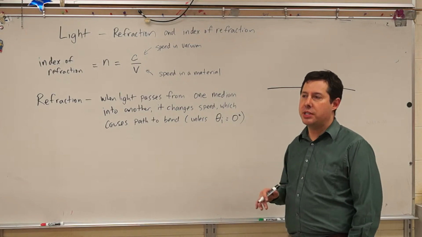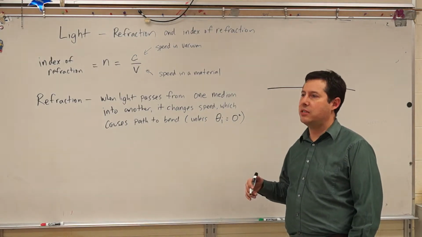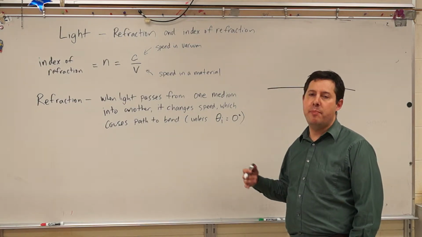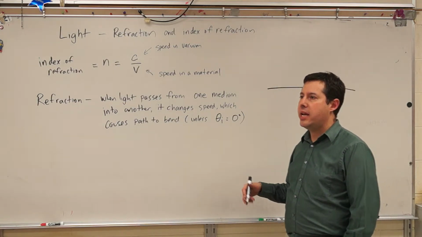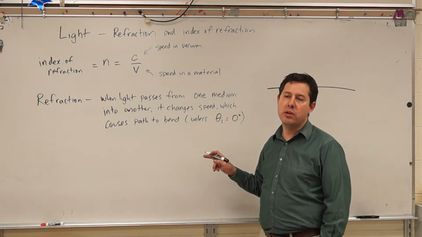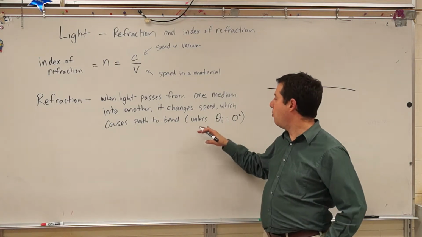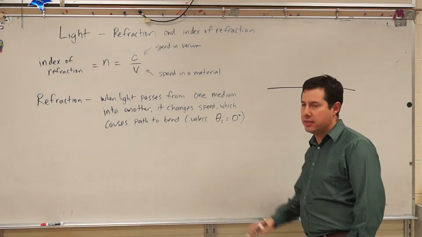Now, just to talk about the term refraction, refraction basically refers to the fact that light, when it passes from one medium into another, it bends, right? And the reason that its path bends is because it slows down or changes speed. Sometimes it can speed up as well. The only time it won't bend is if that theta I is 0.